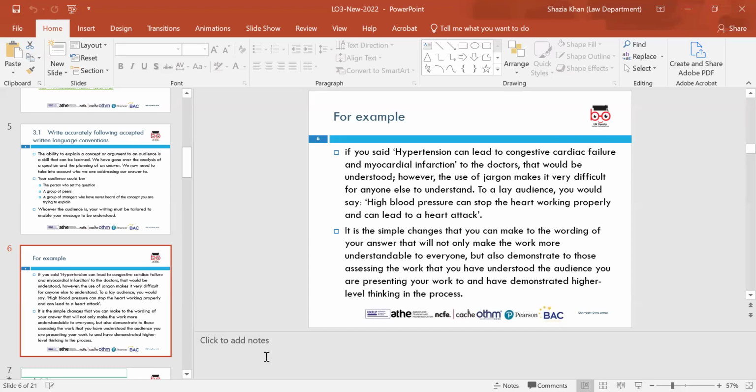So, for example, if it's for a doctor, he would understand that hypertension can lead to congestive cardiac failure and myocardial infarction. Whereas if it's a layperson, you would say that high blood pressure can stop the heart working properly and can lead to a heart attack. Why do you think we need to simplify it for the layperson?